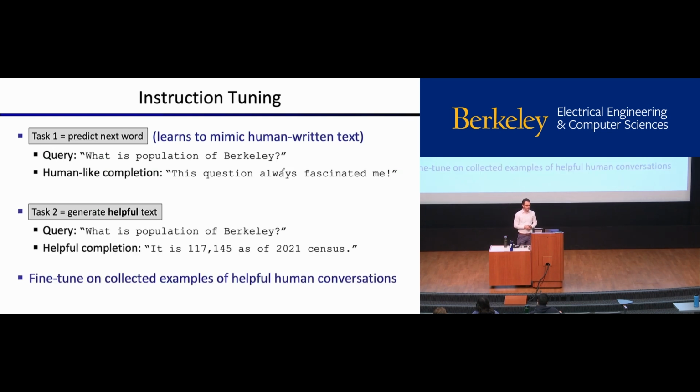So instead we'll give it a query, and then we'll have a human go in and give a helpful completion. They'll look up the answer, they'll say it is 117,000 people as of the 2021 census. That's a much more useful answer if you ask about the population of Berkeley. You can fine-tune on collected examples of these helpful human conversations, and now the model will start to produce outputs that are answering questions instead of just extending questions.